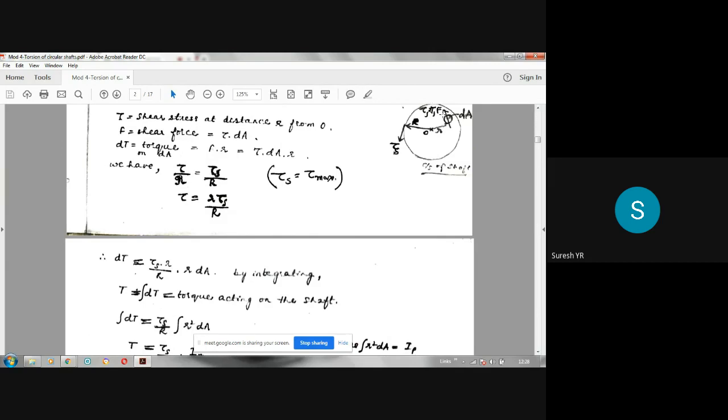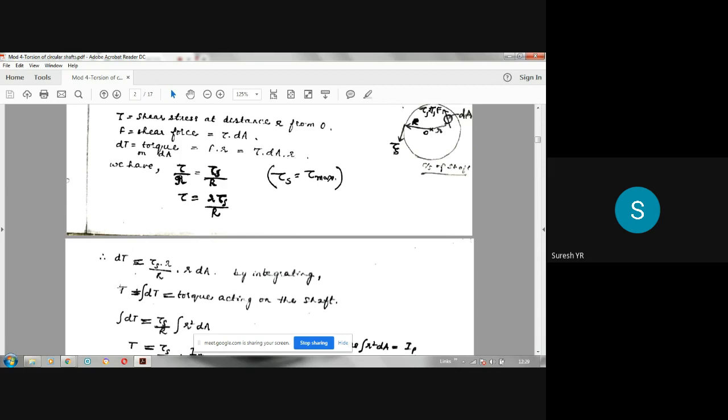tau by r is equal to tau s by R, because tau is the shear stress here, r is the radial distance. Then tau s is the shear stress at the circumference, capital R is the radius. So tau by r is equal to tau s by R, where tau s is nothing but tau max. Now from this, what is tau? Tau is r into tau s divided by R. Now in this dT torque expression, tau into dA into r, substitute for this tau. So tau can be written as tau s into r divided by R, into dA.